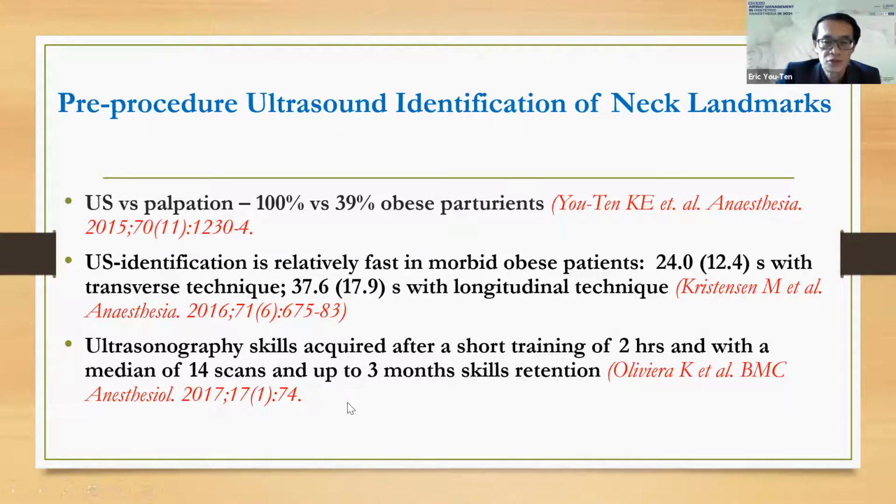In addition, we showed that it doesn't take long to acquire the skill of identifying the cricothyroid membrane using ultrasound. If you have a short training of about 2 hours and you scan about 14 people, you'll be able to acquire the skill. In addition, that skill is retained for up to 3 months. So in anticipation of a worst case scenario, you can prepare and identify the cricothyroid membrane. In the event that you do have to do a surgical airway, you have an idea where the membrane would be, and that would increase your chance of a successful surgical airway.